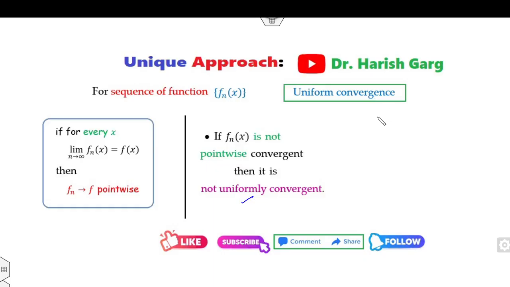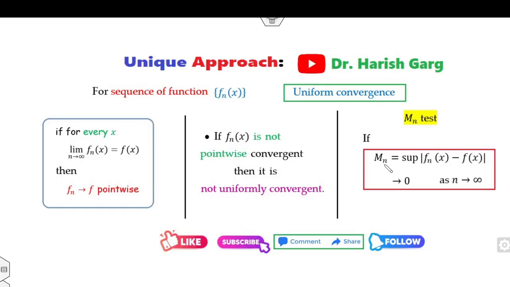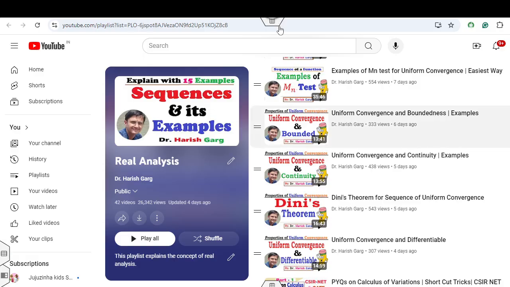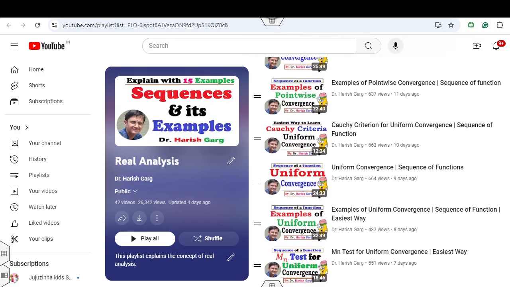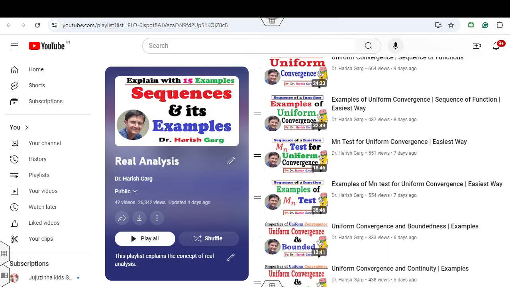How can you check uniform convergence? I have defined three different methods in my theory lecture. In this lecture, I will explain only one method, called the Mn test. We find the supremum over the whole domain. If this Mn goes to 0 as n goes to infinity, then we can say the sequence fn converges to f uniformly. Again, for more detail, you must watch my lectures on uniform convergence, examples of the Mn test, pointwise convergence, and examples of pointwise convergence. These are very, very useful for you.